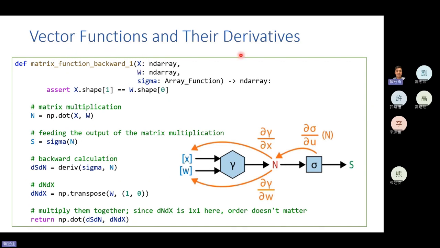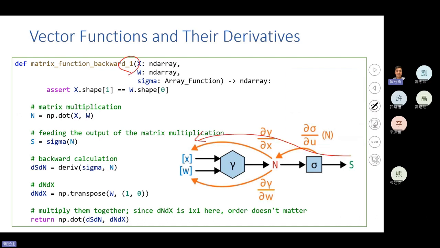Okay, so for vector functions and their derivative, it will be the dot product first, and then the backward calculation of the function n. N is the dot product of x and w, and multiplied by the dn dx, or it is missing dn dw. dn dw will be x transpose. And finally, we multiply those two together. This is one backward path. So this is backward one.